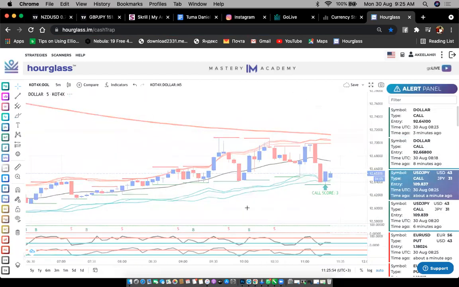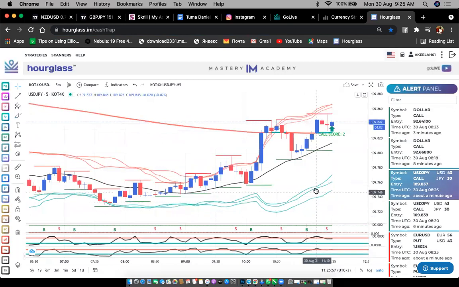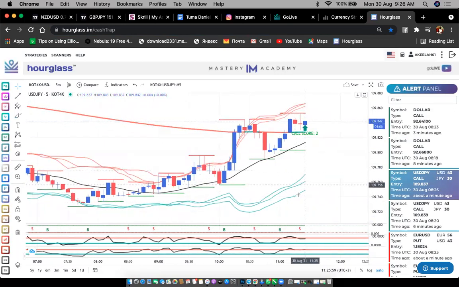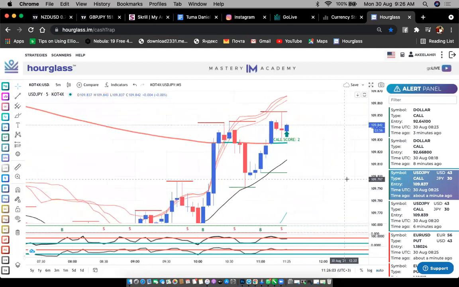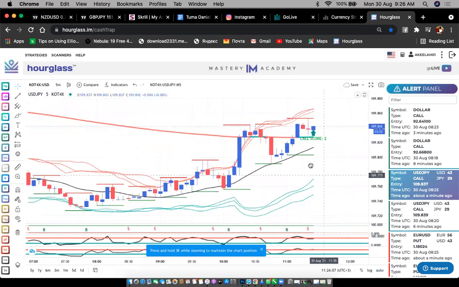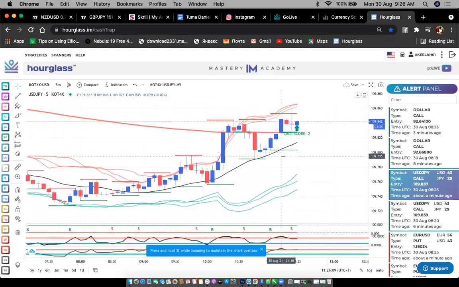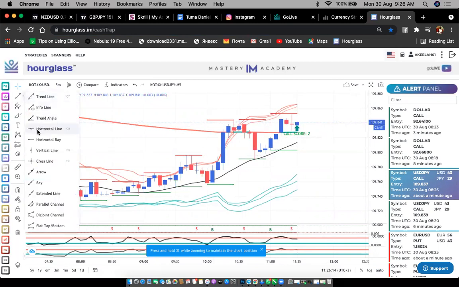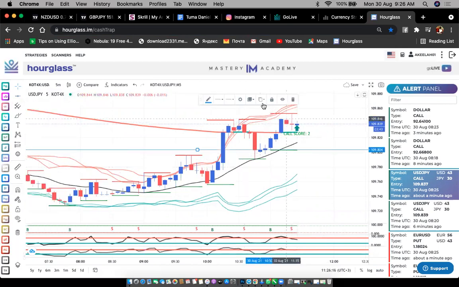So I come to USD JPY because that's the pair I want to trade. I'm looking for a buy, right? Now, if I am looking for a buy, I don't just jump in because Cashtrap gave me an up arrow. What are the things I'm looking at? Is price touching the green line, which is a green horizontal line? This is a green horizontal line here. Is price at a green horizontal line?